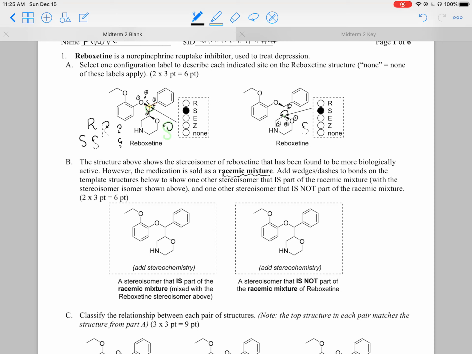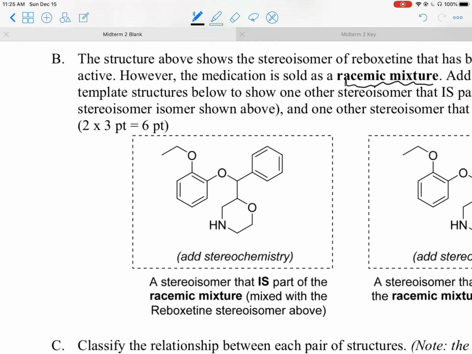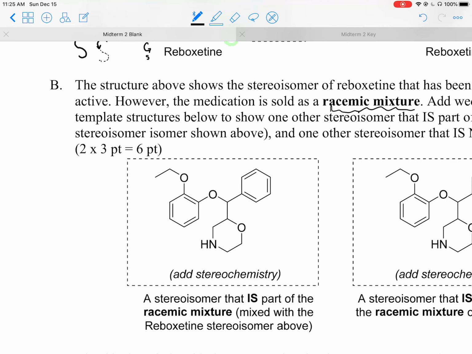It can't really happen with diastereomers because with diastereomers, something could be positioned closer to something else, and then you would have more gauche interactions or something. So racemic mixture is really just something that you would consider for enantiomers, not for diastereomers. If diastereomers are formed, it's usually not a racemic mixture. If enantiomers are formed, then it is a racemic mixture. So if it's saying to draw one stereoisomer that is part of the racemic mixture on the left here, that means we're going to want to draw the enantiomer of the one above.